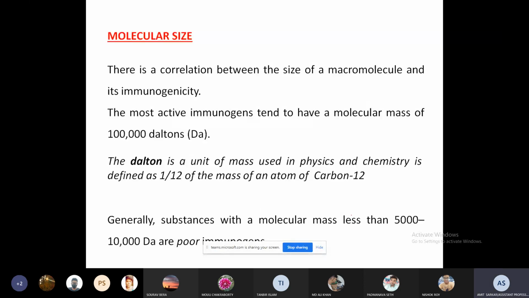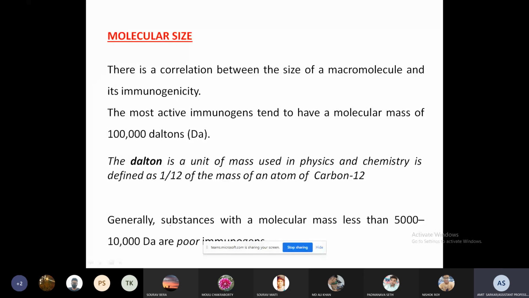Fine. So we thought about five different properties upon which immunogenicity depends. We discussed foreignness. Then comes molecular size. How big is your antigen? That will define whether it will be immunogenic or not. It is found that an antigen can be immunogenic, can induce our immune system, if it reaches a critical mass of 5,000 to 10,000 Dalton. Anything smaller than that will not be a good immunogenic substance.